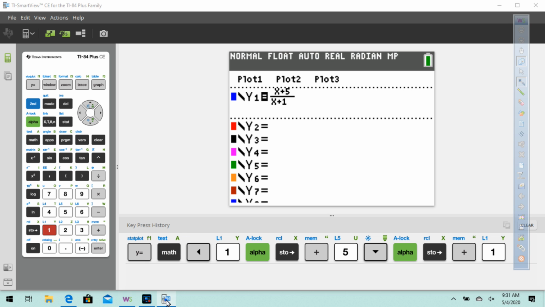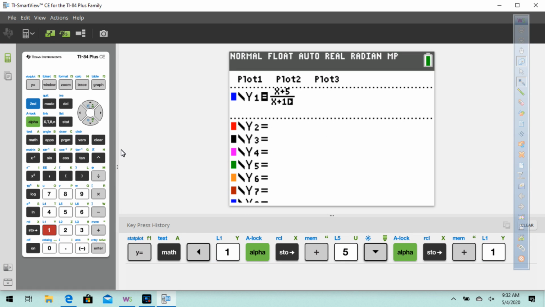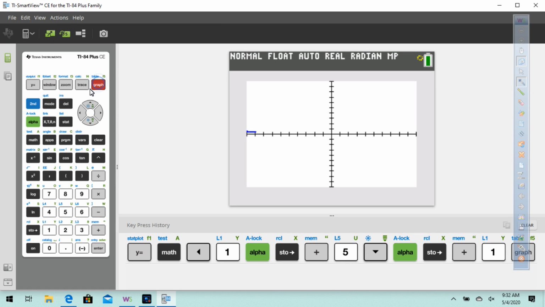Something I want you to notice. This is x to the first degree, and this is x to the first degree. So the numerator and denominator both have the same degree. So let's graph it, and we'll take a look at it. And there we go.